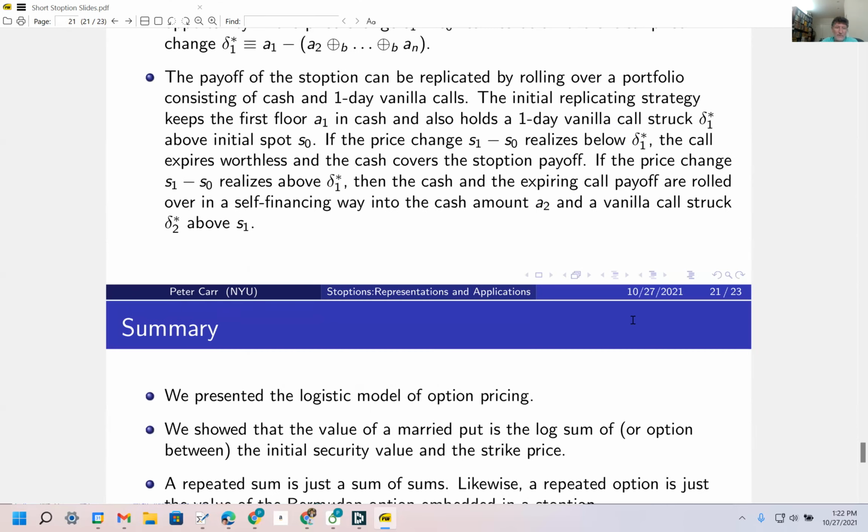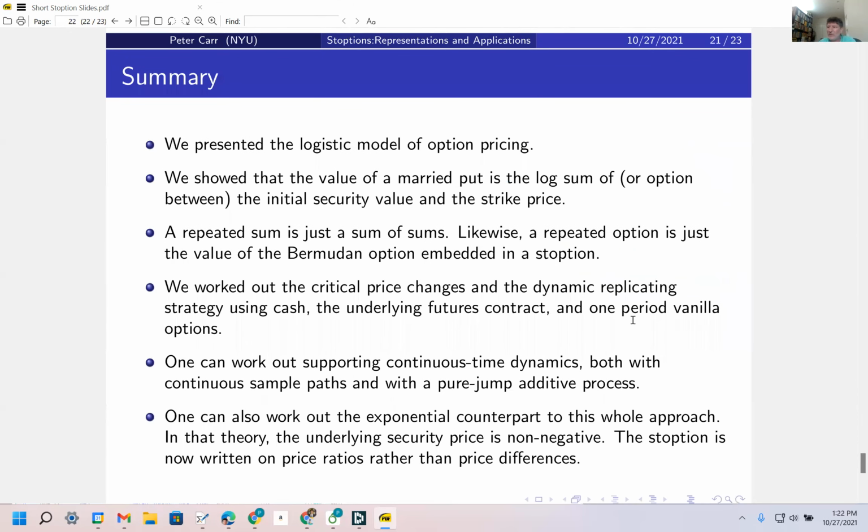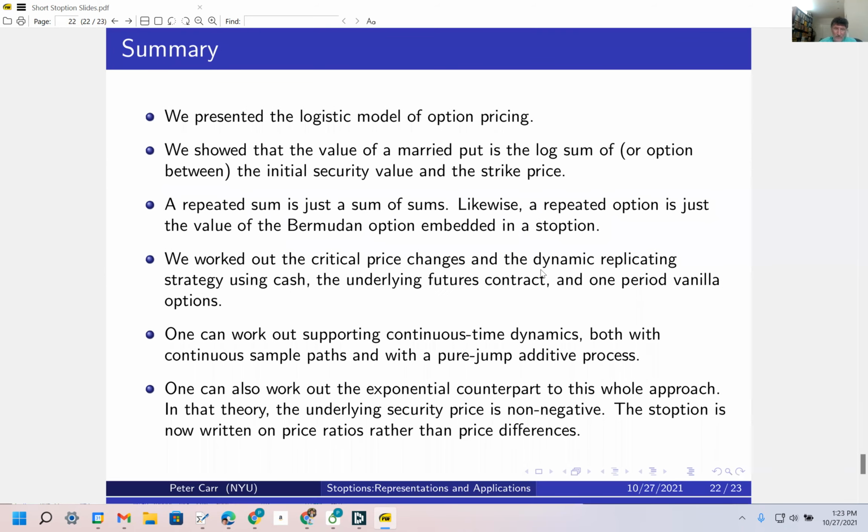Okay. All right, let me just wrap up. So we presented the logistic model of option pricing and showed that the value of a married put is the log sum, or if you want to call it option, between the initial security value and the strike price. And a repeated sum is just a sum of sums, which you already knew. But likewise, a repeated option, so an option on an option, is just the value of a Bermudan option that's embedded in a stoption. And so that's the big virtue, I'd say, of this algebraic point of view.